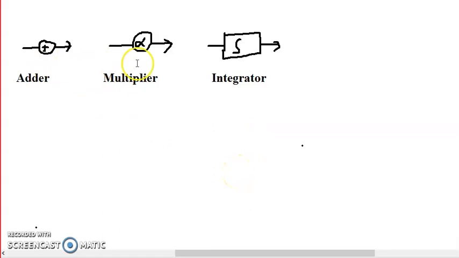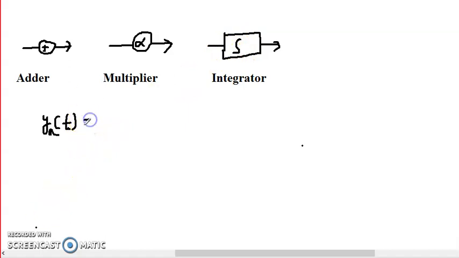Now adder and multiplier are common. In the digital domain also we can have an adder and we can have a multiplier. But what about the integrator? How to realize an integrator in the digital domain, in the discrete time domain? Because an integrator is something which is used to perform on the continuous time domain. So what happens in the digital domain?